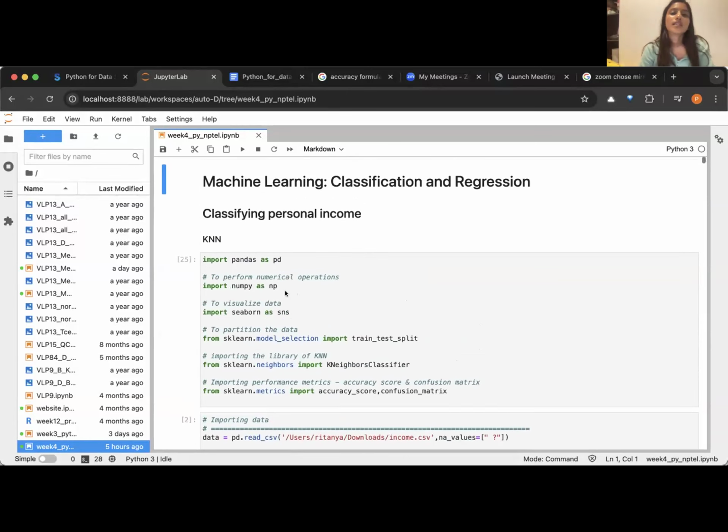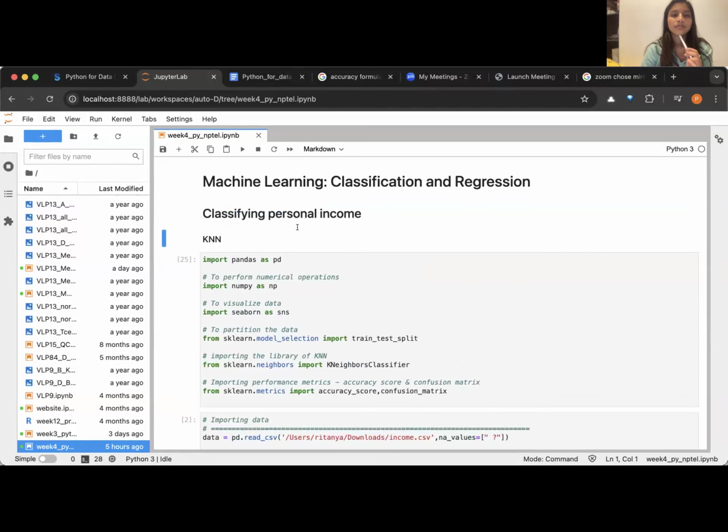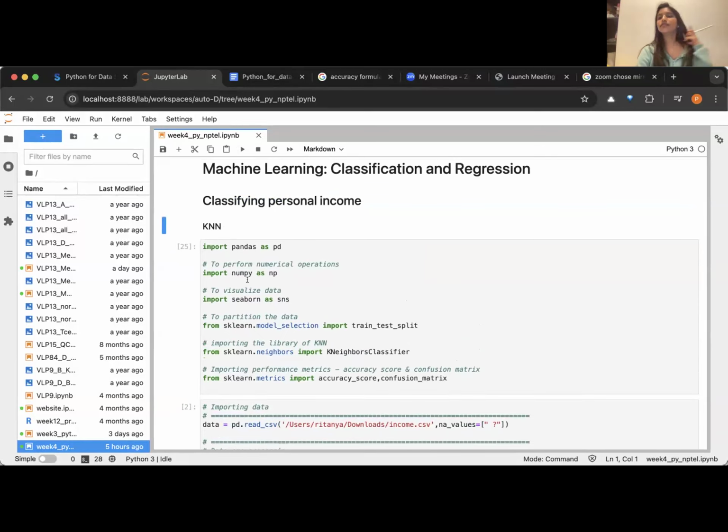Okay, so first, classifying personal income was the case study that was handled, and we first used the KNN method for building the model.